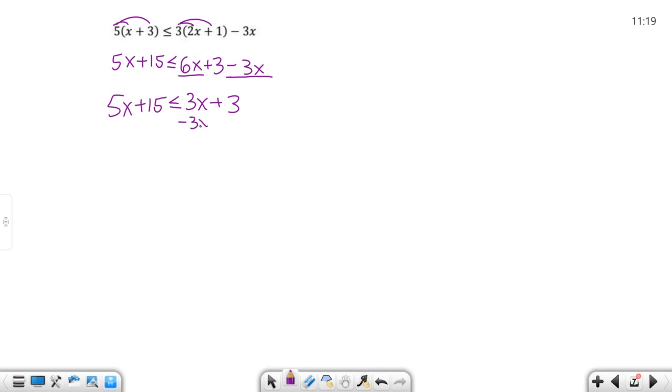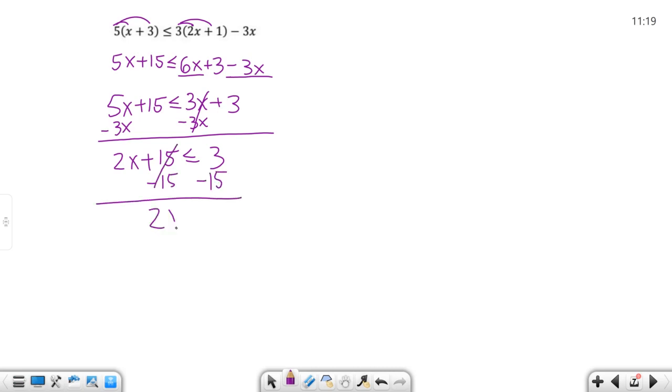And then I'm going to subtract my 3x from both sides because I'm going to move them to the left. You don't have to do that. It's just what I'm choosing to do. 2x plus 15 is less than or equal to 3. Then I'm going to subtract 15 if I didn't already do that on the last step. That cancels. 2x is less than or equal to negative 12.